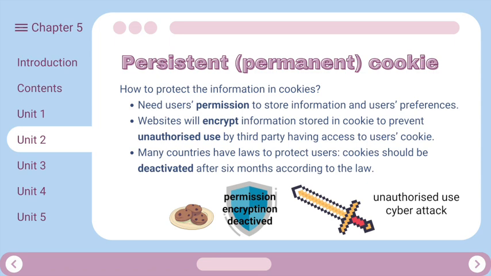Also, legitimate websites will always encrypt any personal information stored in the cookie to prevent unauthorized use by a third party, which may have access to your cookie folder. Last but not least, many countries have introduced laws to protect users, and these cookies are supposed to become deactivated after 6 months, even if the expiry date has not yet been reached.